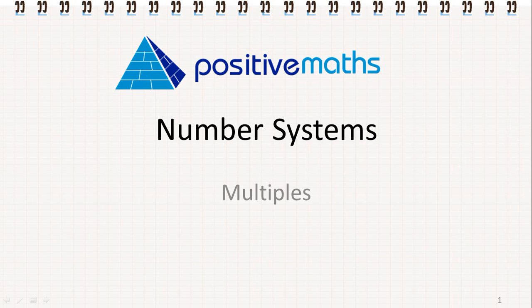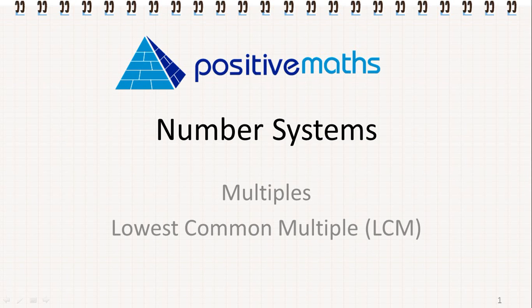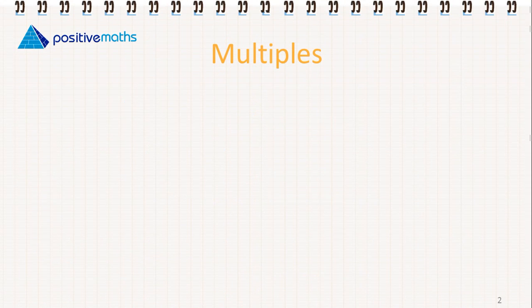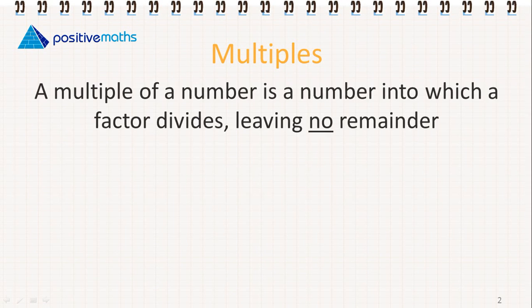In this video for Positive Maths, we're going to look at multiples and the lowest common multiple, or LCM. So first of all, what is a multiple? The multiple of a number is a number into which a factor divides, leaving no remainder. So let's look at an example to try and make sense of this definition.